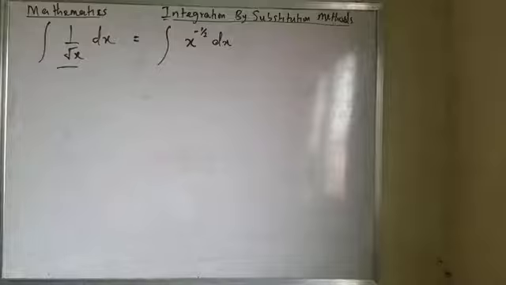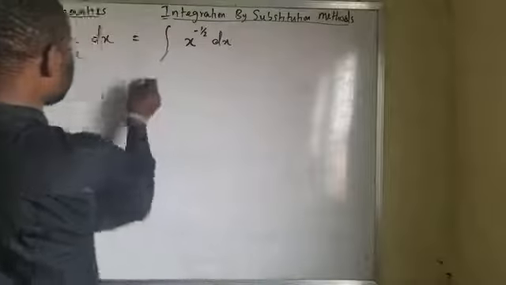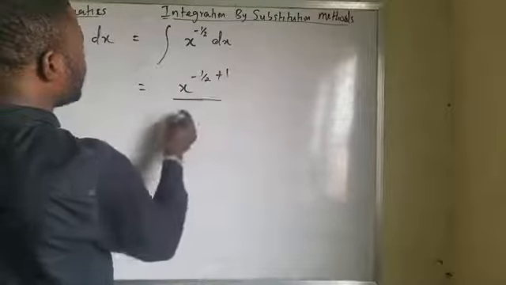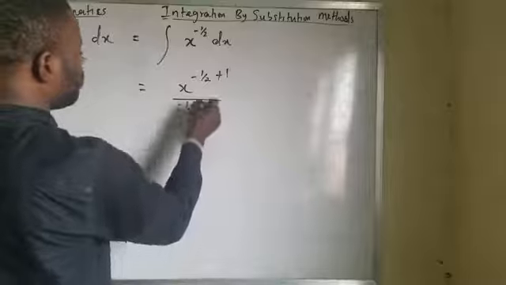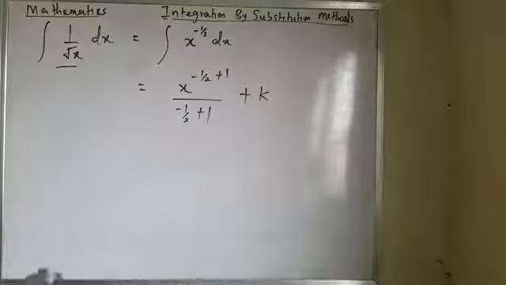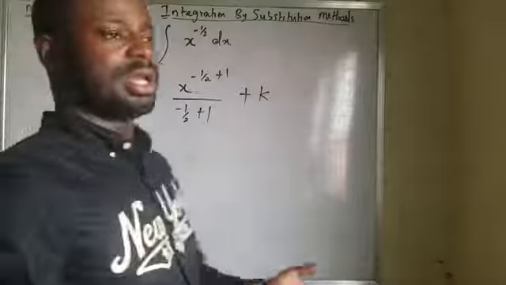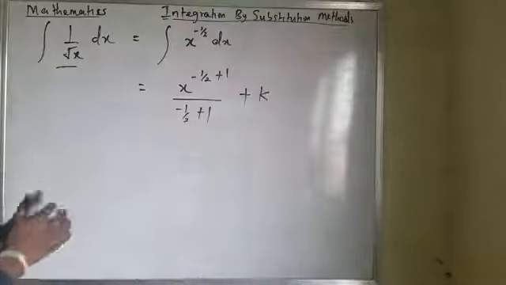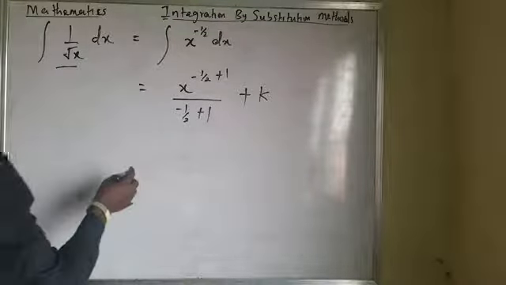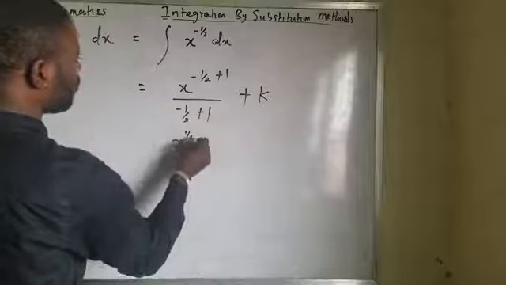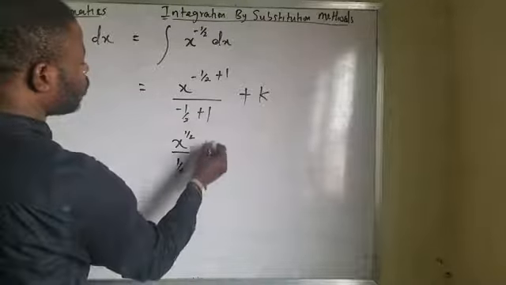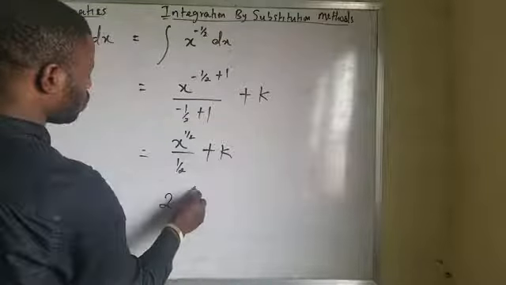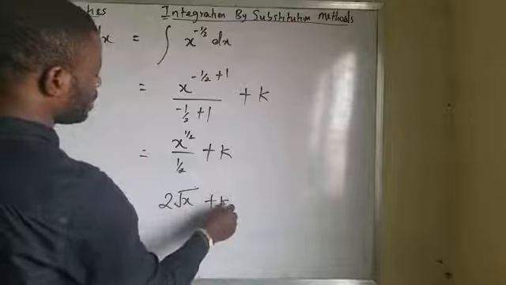Very important. And I've told you that when you have to integrate, it's just like having 1 all over minus 1 plus 1, x raised to the power minus 1 plus 1, plus k. Please, because I've told you earlier that there are two branches of integration, definite integral and indefinite integral. Please take note of those things. It means at this point, x raised to the power 1 all over 2 divided by 1 all over 2 plus k, my answer becomes 2 root x plus k.